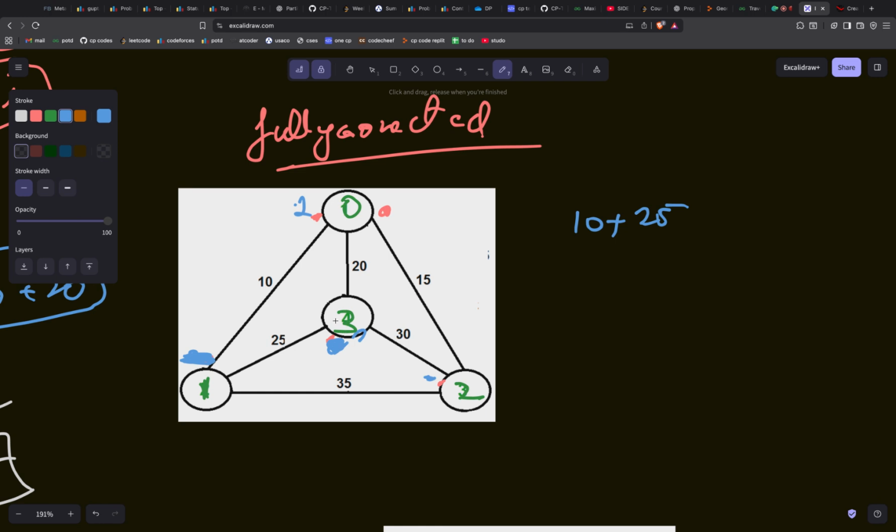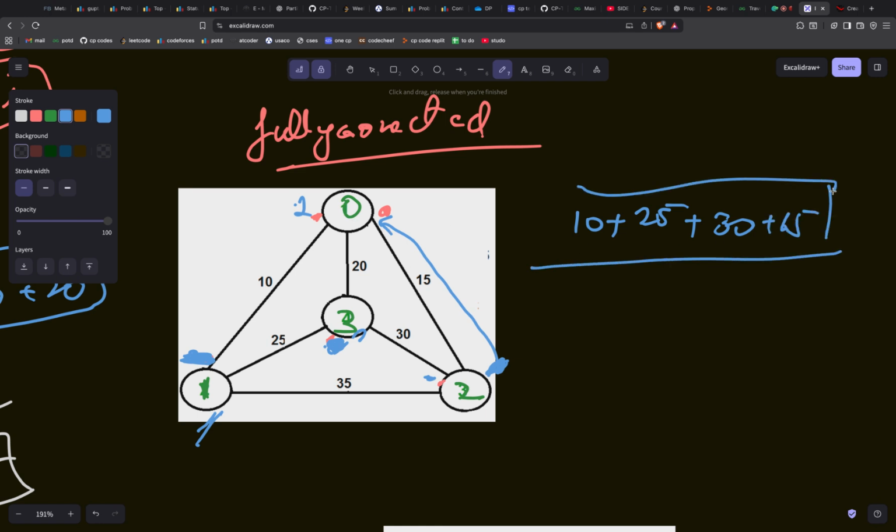Now from three, I cannot go back to one, because each vertex has to be visited only once. I can go only to two. So at two, the cost is 30. Now I'm at this vertex, and from here I have to go back to zero because every other vertex has been visited. Going back to zero would cost me 15. Now this is one traveling salesman path.